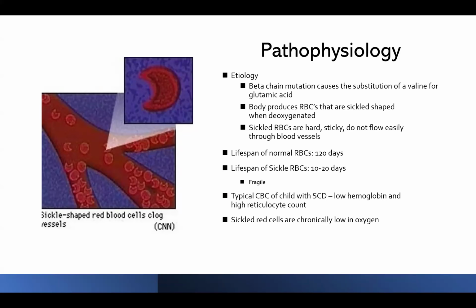When you look at the CBC of a child with sickle cell disease, you'll automatically see a lower hemoglobin and a very high retic count. That retic count is quite high because the bone marrow is constantly trying to make new red cells because those sickled red cells don't last as long. We also know that sickled red cells are also chronically low in oxygen.